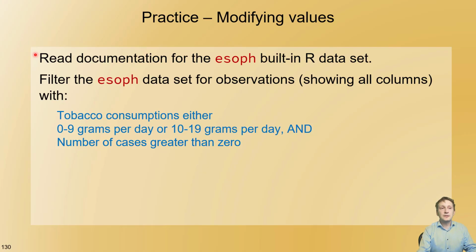Okay, let's practice modifying values. Read the documentation for the ETHOF built-in R dataset, then filter the dataset for certain observations. So where the tobacco consumption is either 0 to 9 grams per day or 10 to 19 grams per day, and the number of cases for that observation is greater than 0. So here you have to combine certain logical selectors. Think about it, pause the video, and then check if you got the right answer.